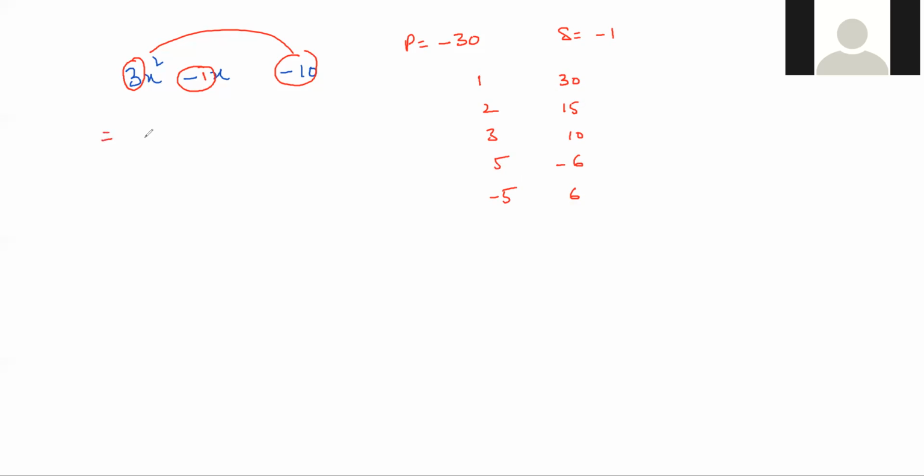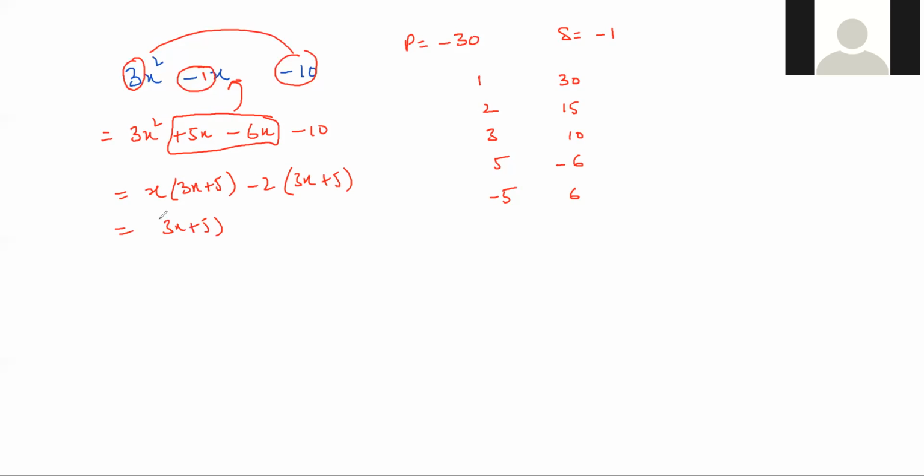Because if you write it like this, you look at this, this is 3x squared, plus 5x, and then minus 6x, and then minus 10. This is going to sum up to this minus x, okay? So your x is common from here, this is 3x plus 5. And your minus 2 is common from here, 3x plus 5. So you have 3x plus 5 into x minus 2. That is how this is completely factorized. Now, let me give you one more example.